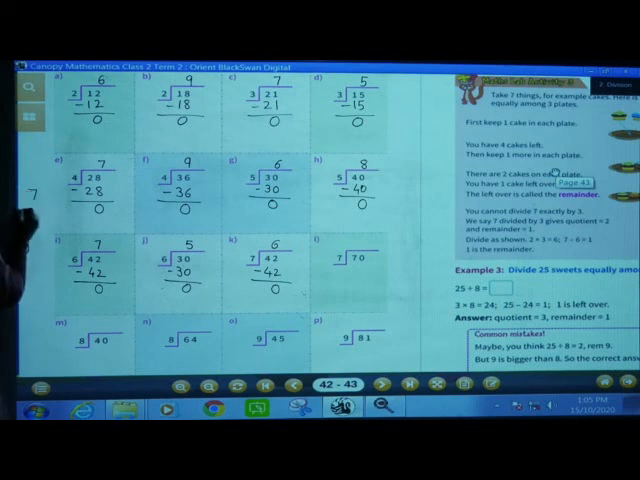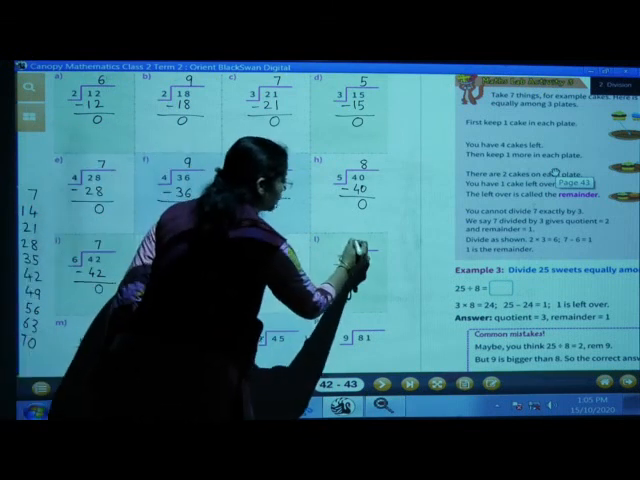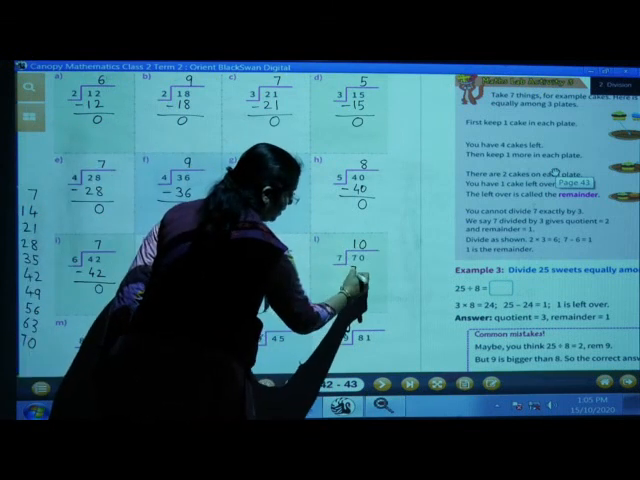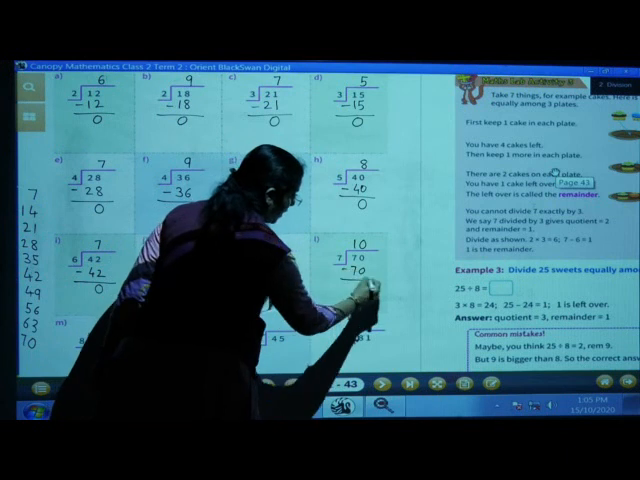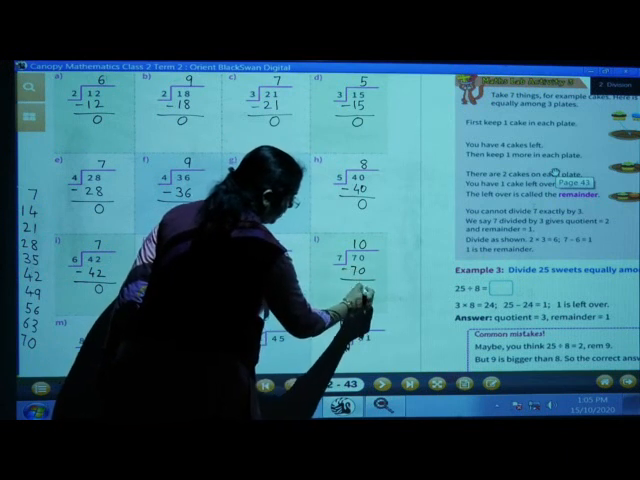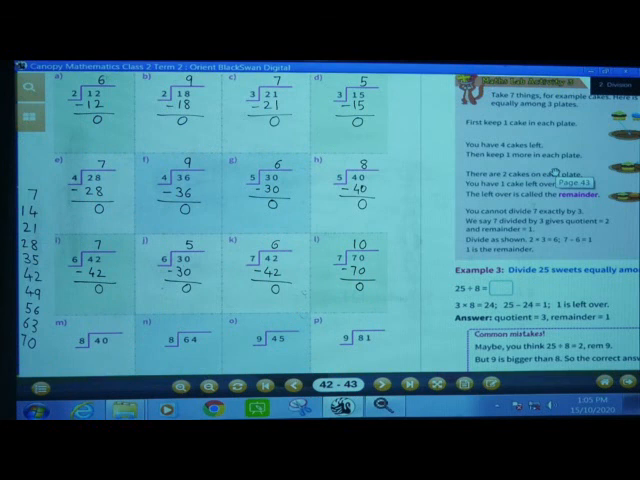So 7 ones are 7, 7 twos are 14, 7 threes are 21, 7 fours are 28, 7 fives are 35, 7 sixes are 42, 7 sevens are 49, 7 eights are 56, 7 nines are 63 and 7 tens are 70. So 10 is the quotient. Write 70 below this dividend and then subtract, 70 minus 70, 0.